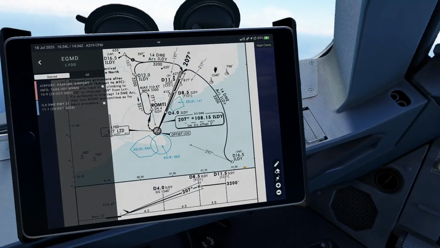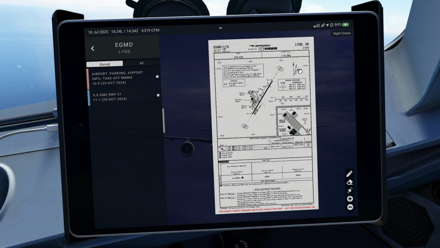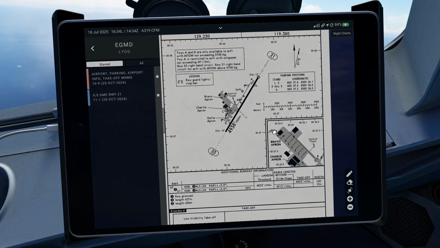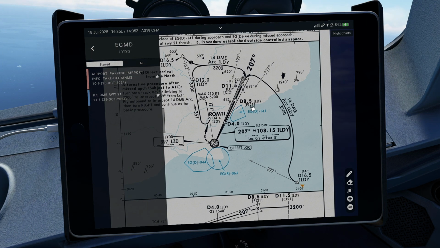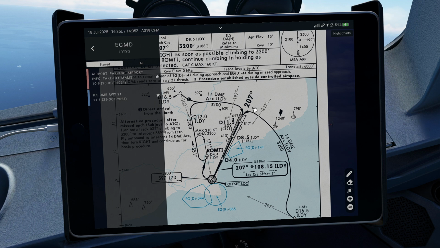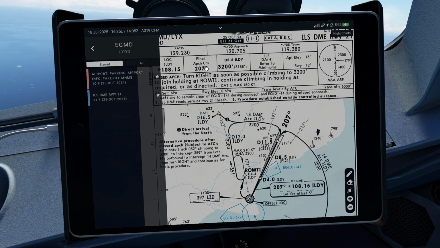Let's jump into the airport diagram and also the plan view of this airport, Lydd Ashford, EGMD. As you see, the final course for runway 21, the ILS mentioned for today's approach, is 212, but as you see, right now the final approach course for this ILS DME approach is 207.